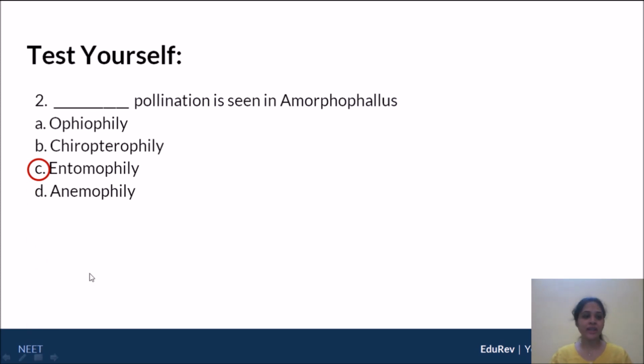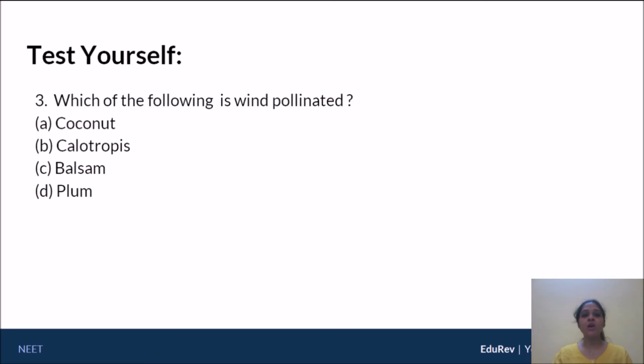So let us continue with the next MCQ. Which of the following is wind pollinated? Option A, coconut; B, calotropis; C, balsam; and D, plum. Now, amongst all of this, we must remember that coconut belongs to the category of grasses, and therefore the answer here is option A, and that is coconut.